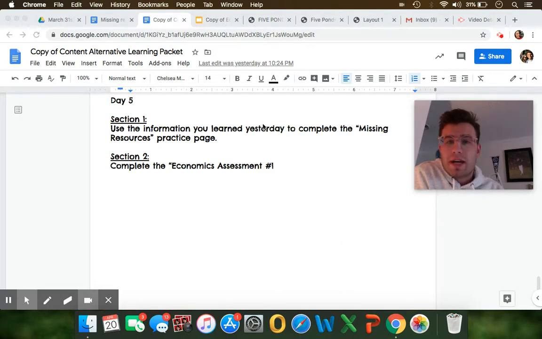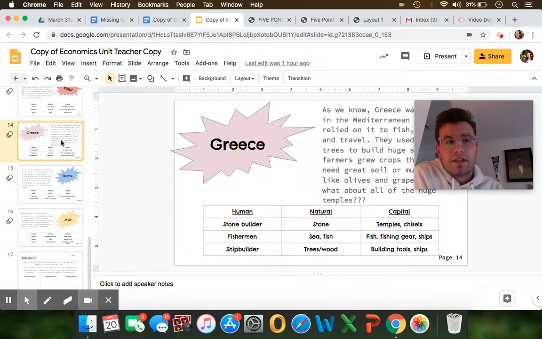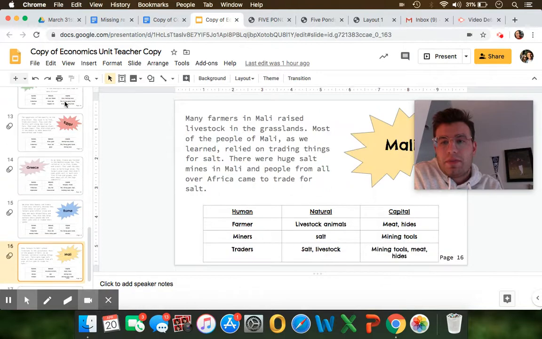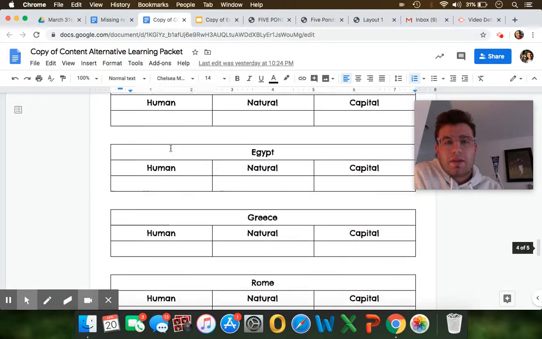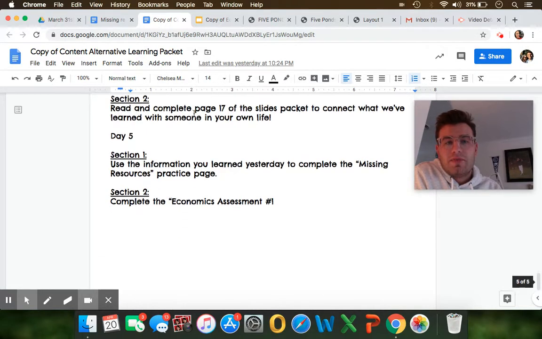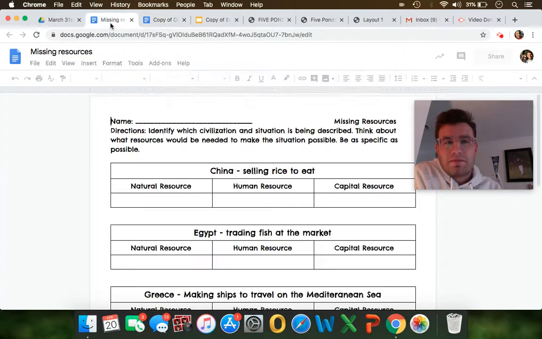So if you need to go back into your packet, these pages here, and review some things that we talked about there, or if you need to go back up to your little table charts we made here, you can do that too. But I want to go over this missing resources page because it's pretty fun.